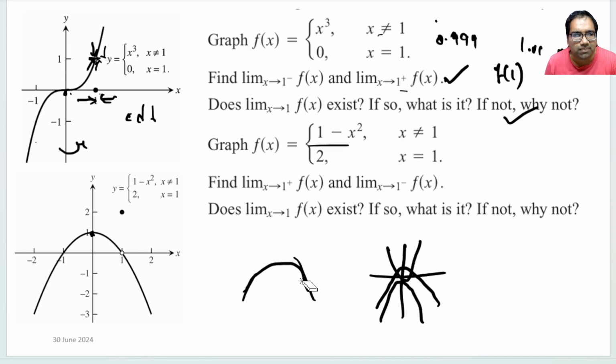Right, now 1 plus, x is tending to 1 plus. That means from the right hand side, this is approaching 0. Right, this is approaching 0. For 1 minus, here also this is approaching 0. Okay, find 1 plus and 1 minus. Then obviously the limit exists, because the graph is approaching 0 from both sides. So the limit as x tends to 1 exists. What is the value? It is 0. So f of 1 doesn't matter.